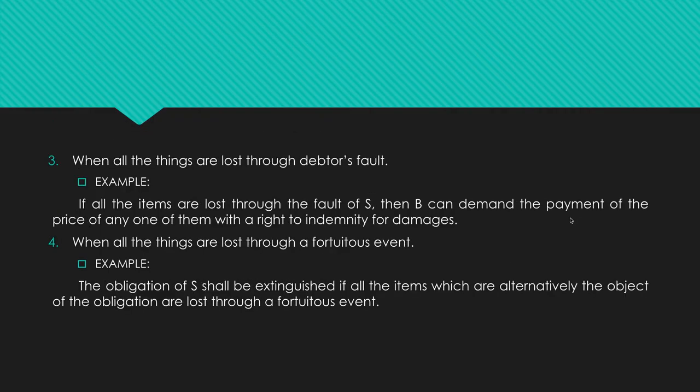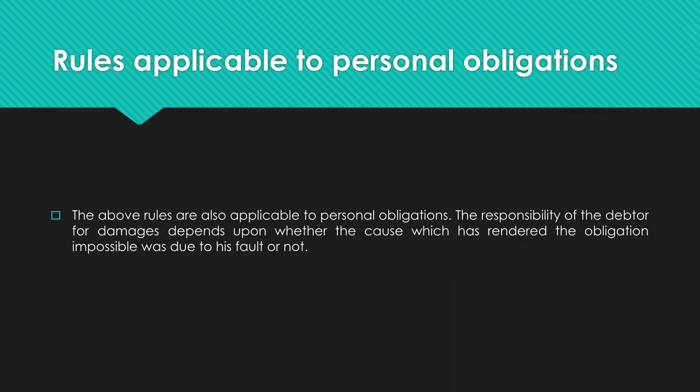When all things are lost through the debtor's fault, ay ito malala, di ba? If all items are lost through the fault of S, then B can demand the payment of the price of any one of them, of item 1, 2, 3, or 4, with a right, of course, to the indemnity for damages. When all the things are lost through a fortuitous event, paano kung fortuitous event na nawala lahat? The obligation of S shall be extinguished if all the items which are alternatively the object of the obligation are lost all through a fortuitous event. Okay? So, basta fortuitous event, okay, general rule, you will not be liable for damages and the obligation is extinguished. But if it's through the fault, okay, of the debtor, meron yan damages. Basta may fault.